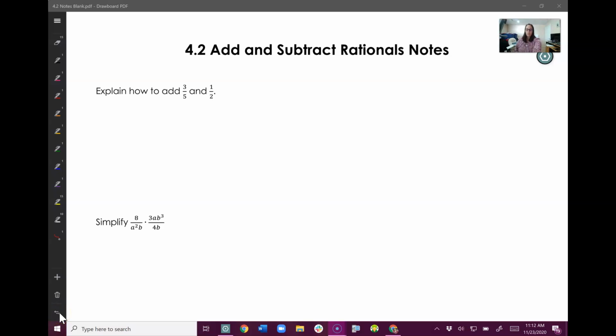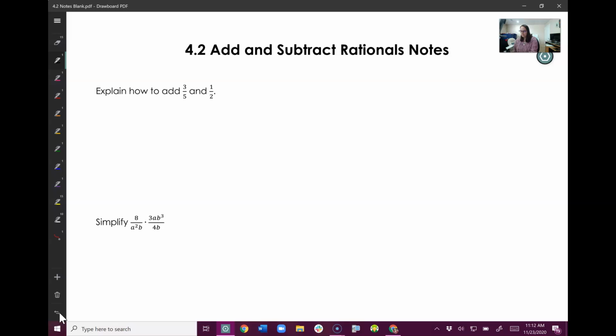Welcome to lesson 4.2, where we are going to talk about adding and subtracting rational functions. Now, quick reminder, in 4.1 we did multiplying and dividing and simplifying rational functions. And you need to know that these two lessons are very distinct, different lessons. A lot of students get these two things mixed up, but just keep it in your head that 4.1 is very different from 4.2.